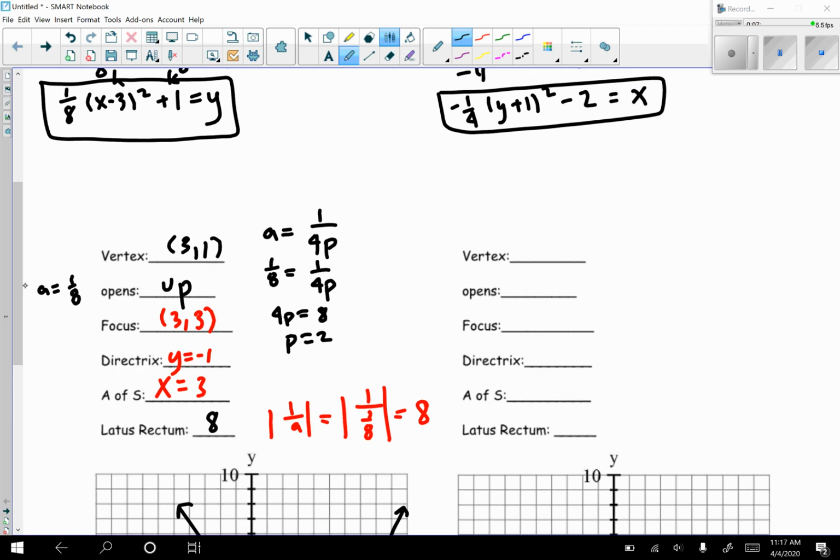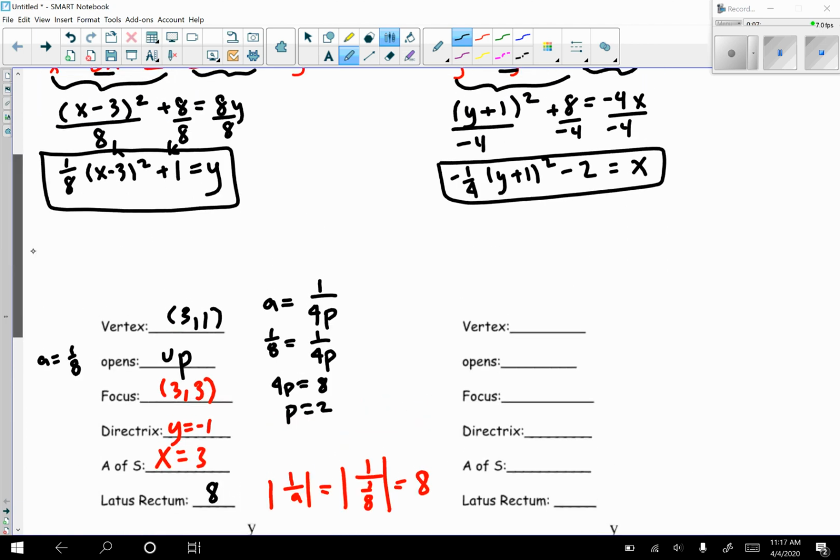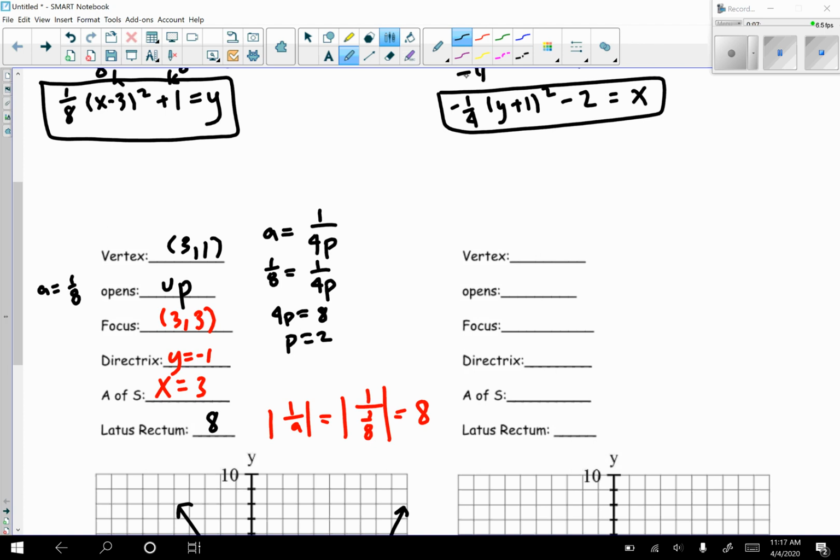So the vertex here, remember that your H and your K are switched. So for this one, recall that this is your H and this is your K. Because remember, an X value is always an X value, a Y value is always a Y value. So if this is attached to the Y, that has to be the K. And if our A is on the outside, then that's our H.